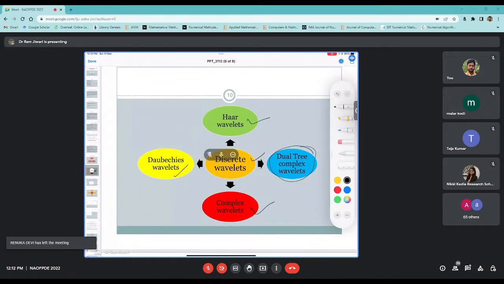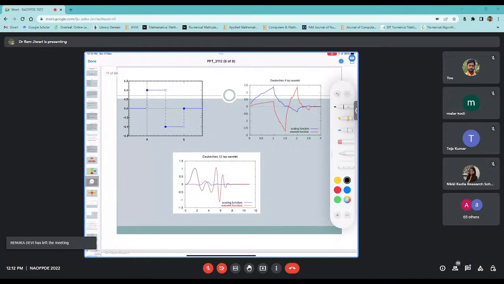This is a picture of the Haar wavelet. If somebody is well acquainted with Haar wavelets, this is the picture of the Haar wavelet. This is the Daubechies 4-tap wavelet. Daubechies wavelets contain 4-tap, 8-tap, and so on. So this is 4-tap and this is the 12-tap picture of the Daubechies wavelet.